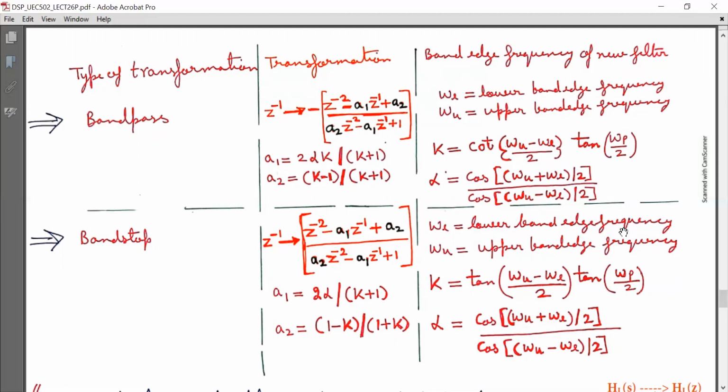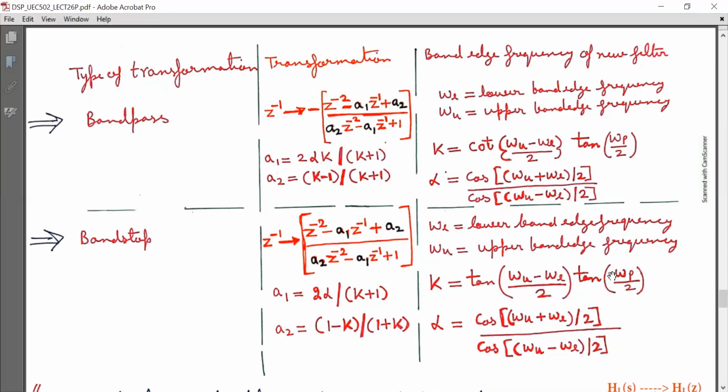And the lower band edge frequency omega L of band stop filter will be this omega L. And the upper band edge frequency of this band stop filter will be omega U. Now in this transformation, A1 is 2 alpha by k plus 1 and A2 is 1 minus k divided by 1 plus k. Here k is tan bracket omega U minus omega L by 2 tan omega p by 2. And alpha is equal to cos bracket omega U plus omega L by 2 divided by cos bracket omega U minus omega L by 2.